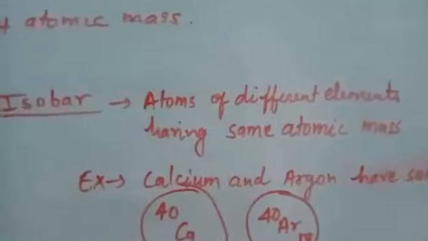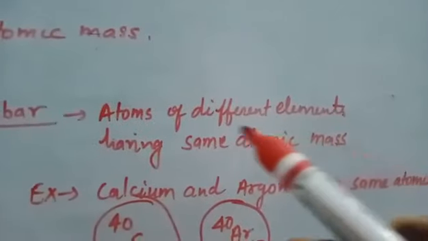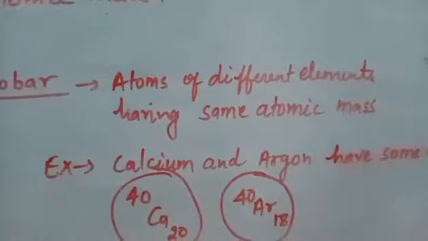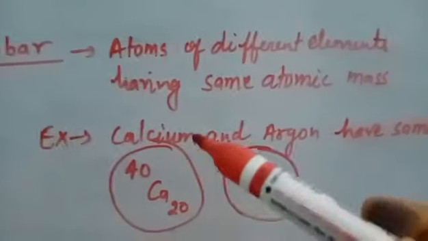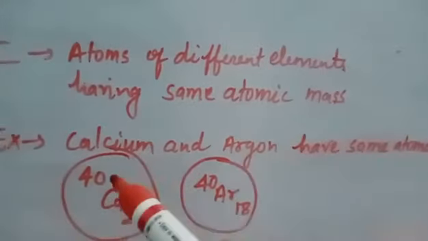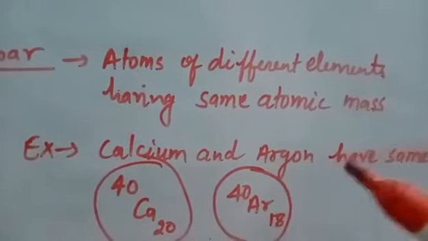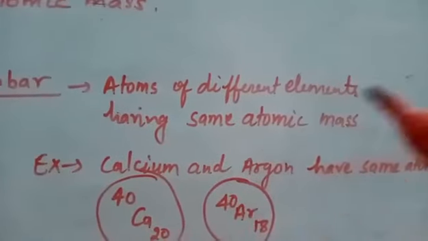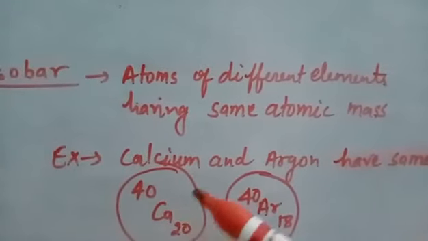Okay, now we will see isobars. Isobars are atoms of different elements but having the same atomic mass. Example, calcium and argon. These are two different elements. They should have different atomic masses, but they have the same atomic mass. So atoms of different elements having the same atomic masses are called isobars.